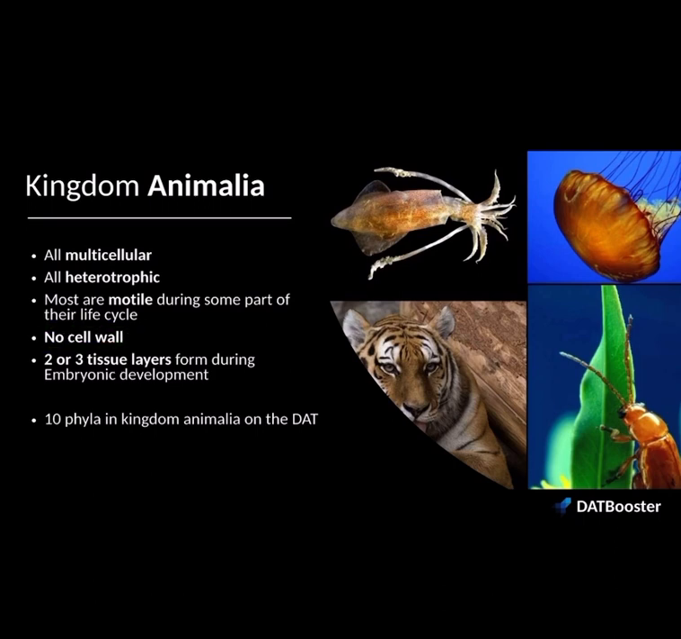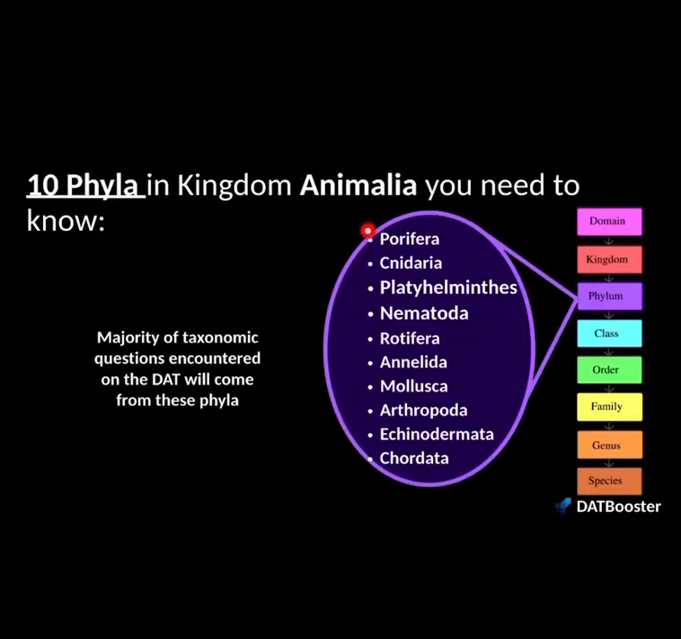A key characteristic of Animalia is the tissue layers that form embryonically. You either have 2 or 3 or none. We're going to look at that. Then there's 10 Animalia phyla that we need to know for the DAT, and I'm going to walk you through each of them and what makes them unique. Here are the 10 Animalia phyla you need to know.